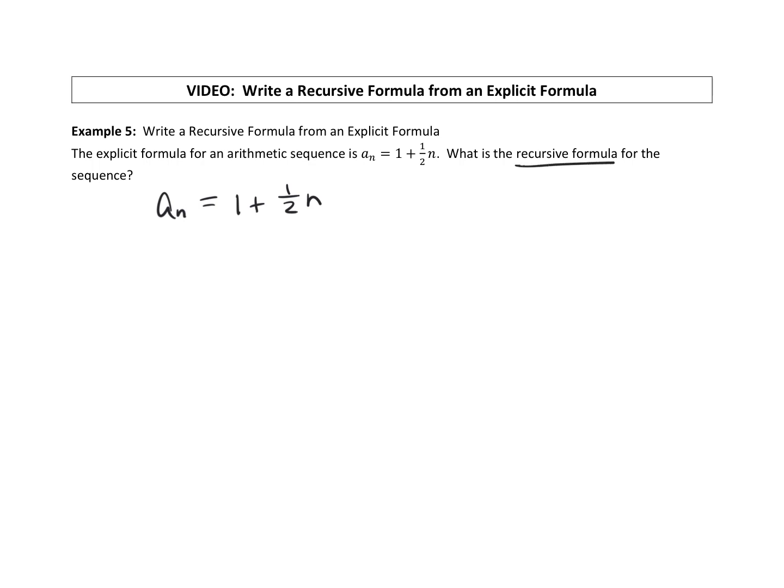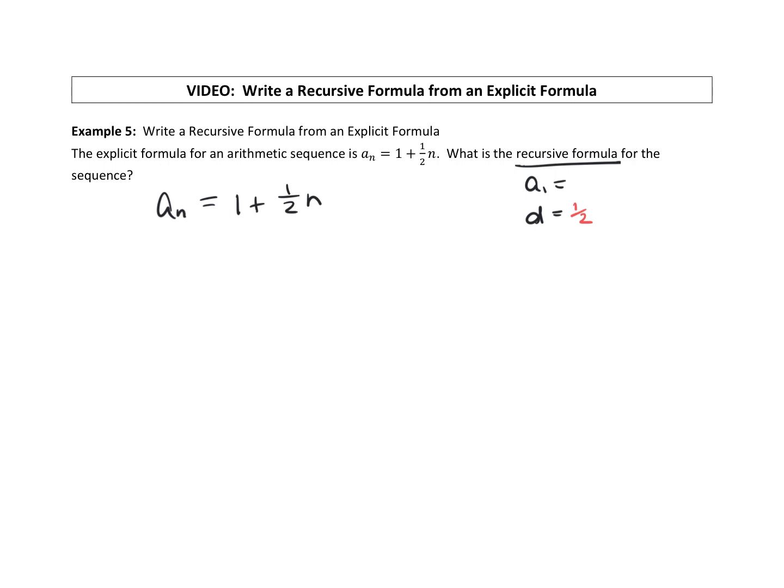So in order to write a recursive formula, we need to know what the first term is and what the common difference is, and then we can set up our formula in recursive form. When you look at an explicit rule, the common difference is always the number that's being multiplied by the n. So this 1/2 is our common difference. We can go ahead and identify we have a common difference of 1/2.